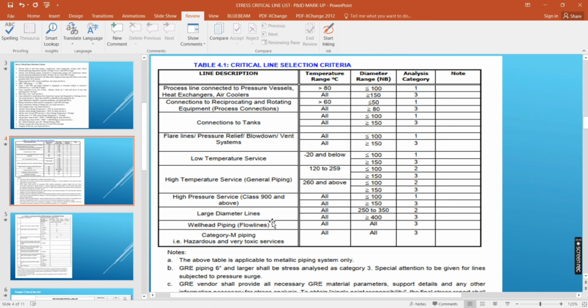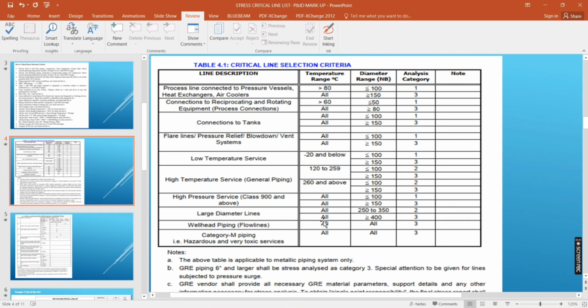These are the common criteria, and all GRE lines or FRP or non-metallic lines 3-inch and above will be considered as critical. Lines which are connected to rotating equipment, I told you, 3-inch and above lines. Rotating equipment like pumps, centrifugal pumps, reciprocating pumps, centrifugal compressor, reciprocating compressor, turbines, air coolers. So these lines and all, that is the general criteria.